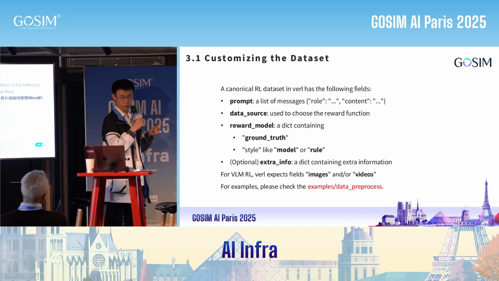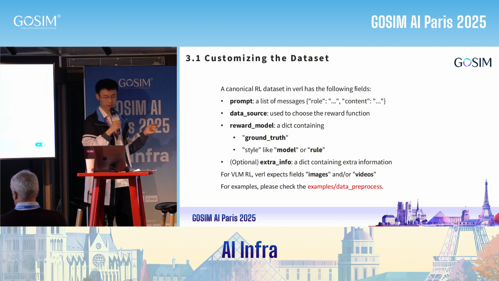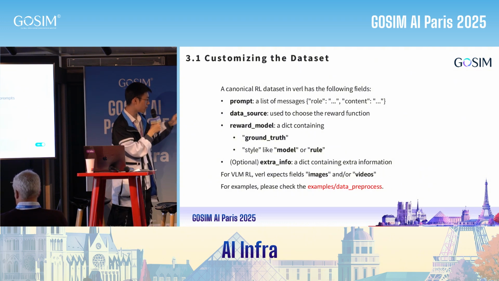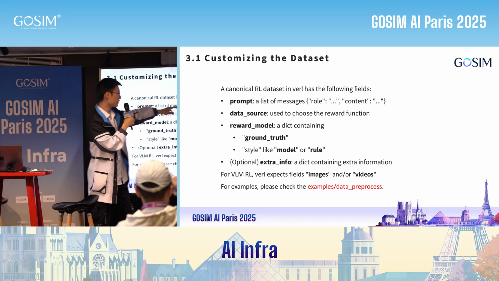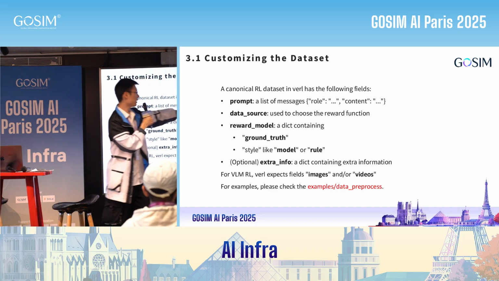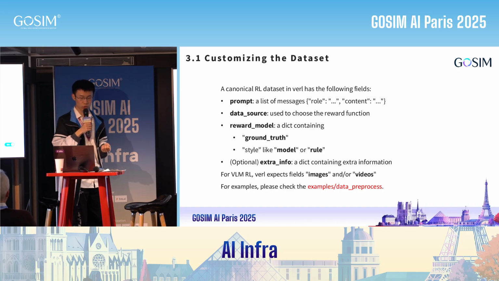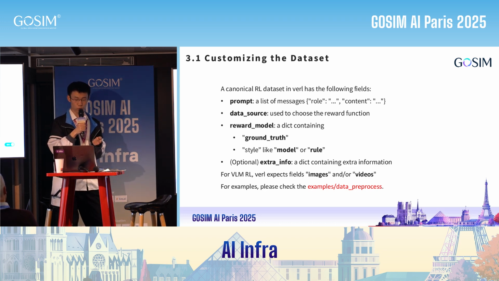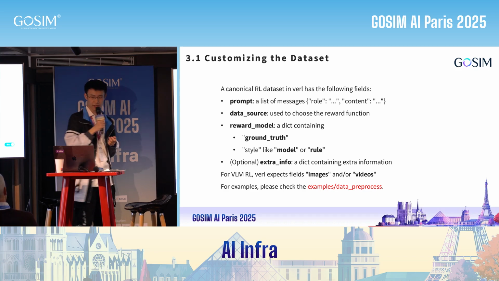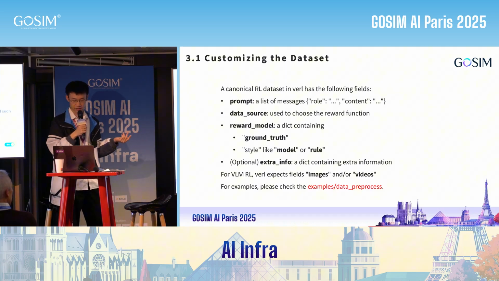In the first step of training, we need a well-defined data set. The data set should at least contain prompts, which are composed as a list of messages. The messages have a similar format to OpenAI's API, including a role such as user, assistant, and system, and content including the text. It also needs to include the data source. The data source is used to determine the reward function to be used. Finally, it needs to provide the necessary information for the reward model, such as ground truth answers to the questions.